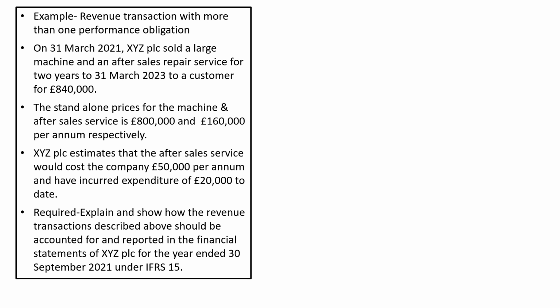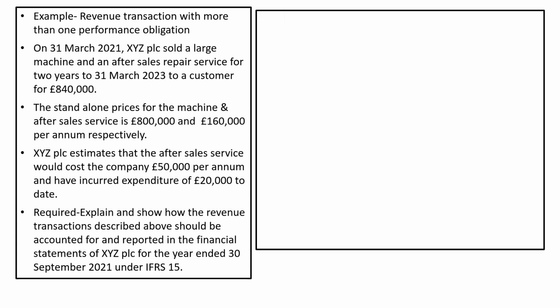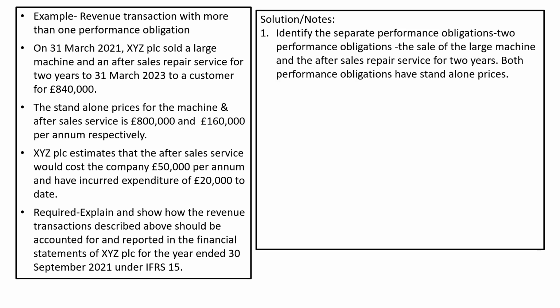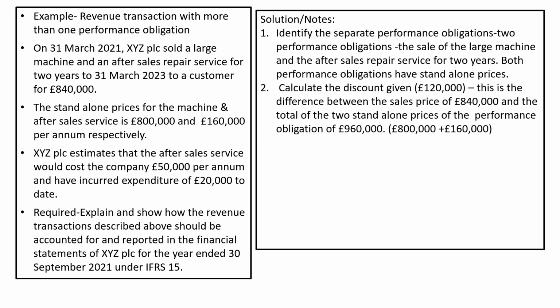Required, explain and show how the revenue transaction described above should be accounted for and reported in the financial statements of XYZ plc for the year ended 30th of September 2021 under IFRS 15. Solution. Identify first the separate performance obligations. Now there are two performance obligations, the sale of the large machine and the after-sales repair service for 2 years. Both performance obligations have standalone prices.